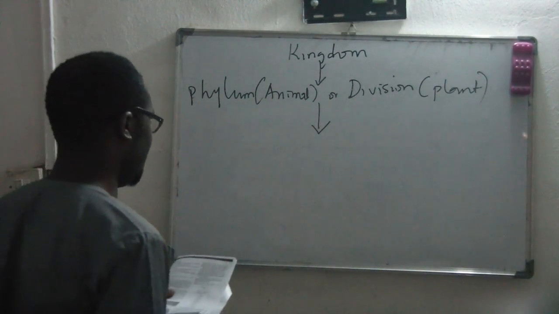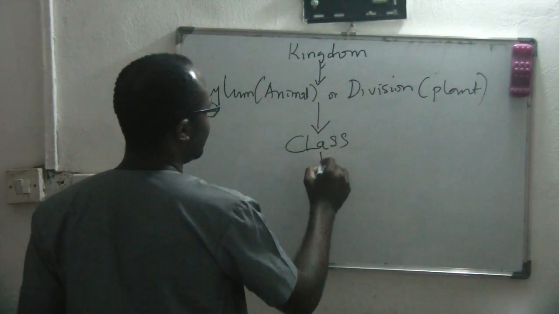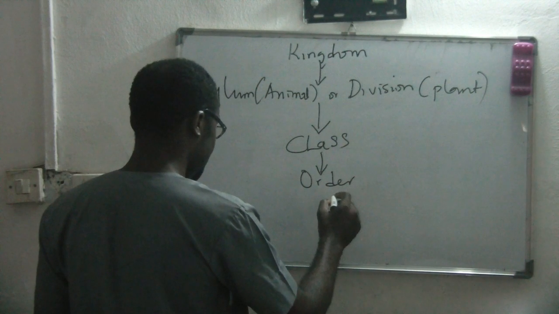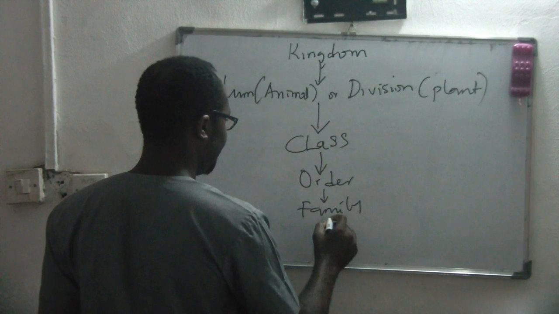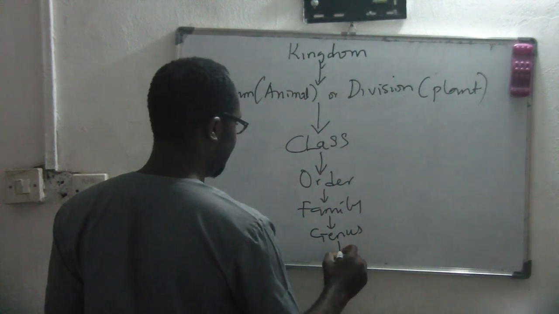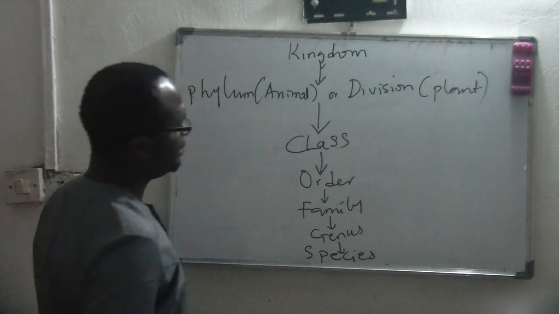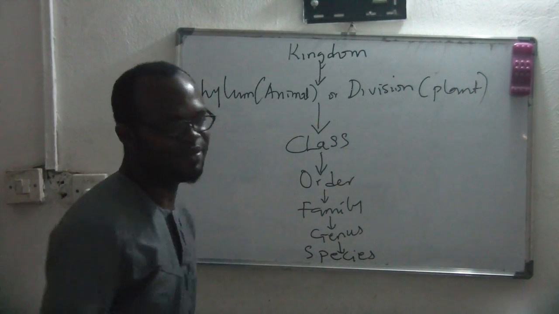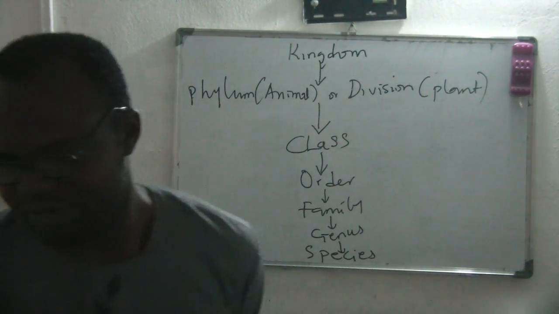From phylum we have class. Then from class we have order. Then from order we have family. Then from family we have genus. Then from genus we have species. So that is the order of classification of living things. That is the schematic description of the order of classification of living things.